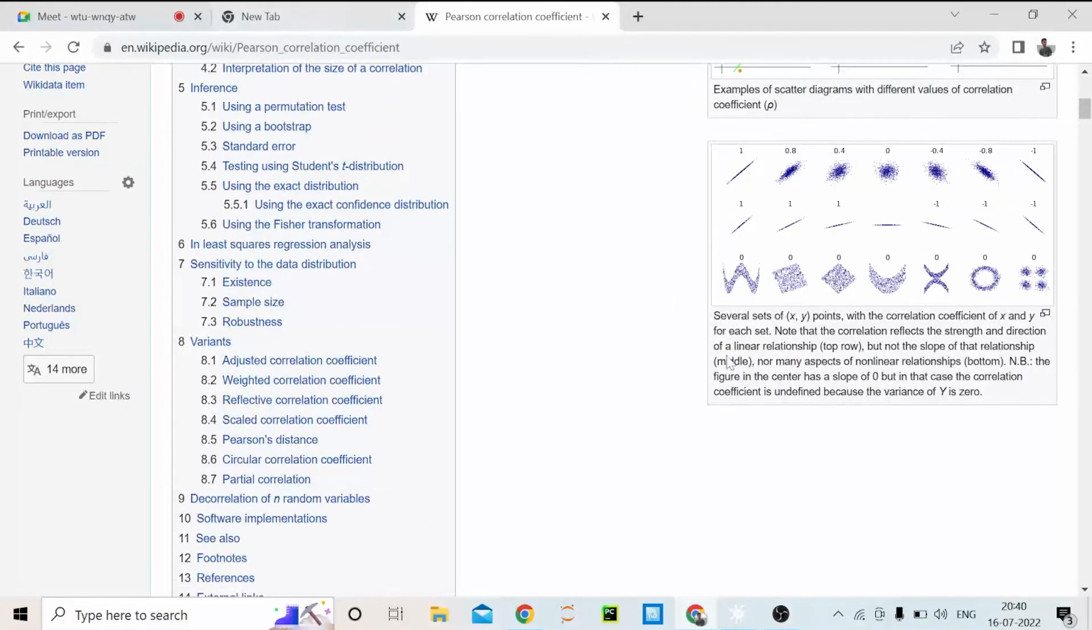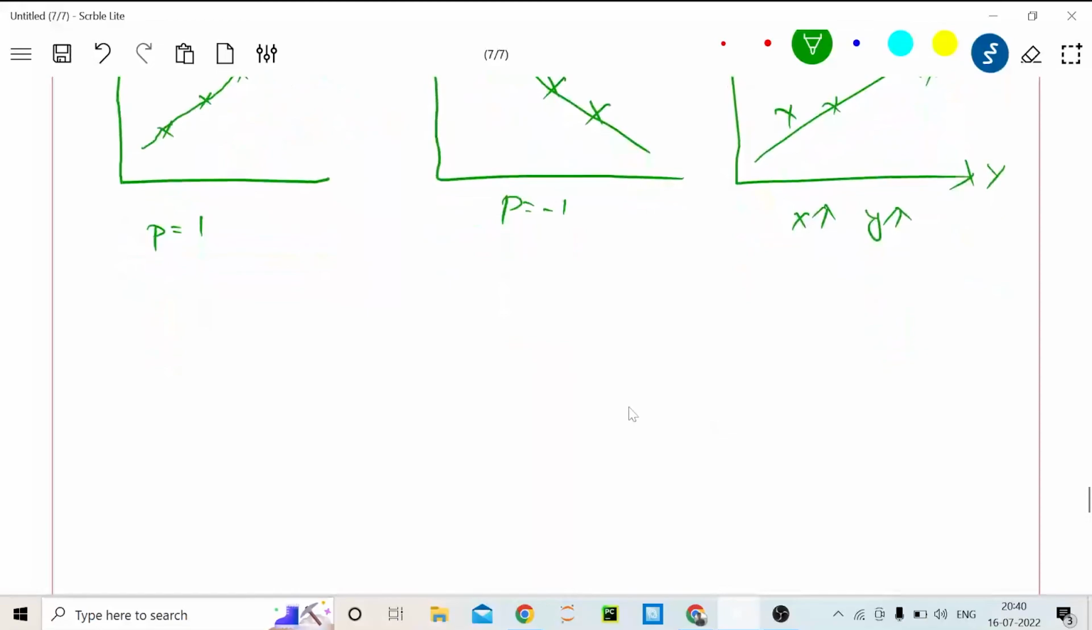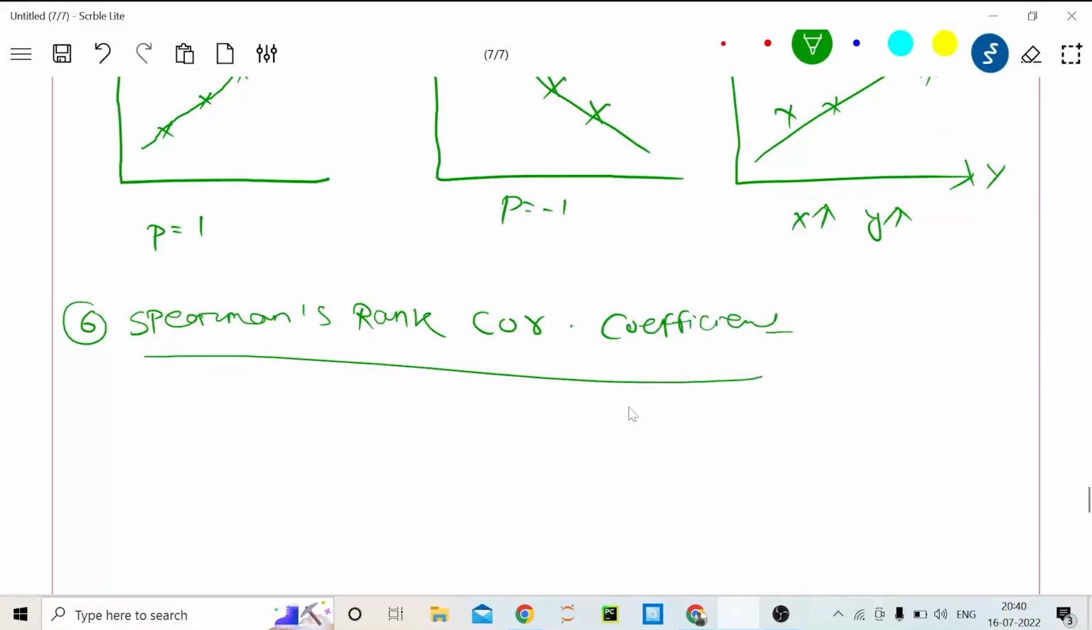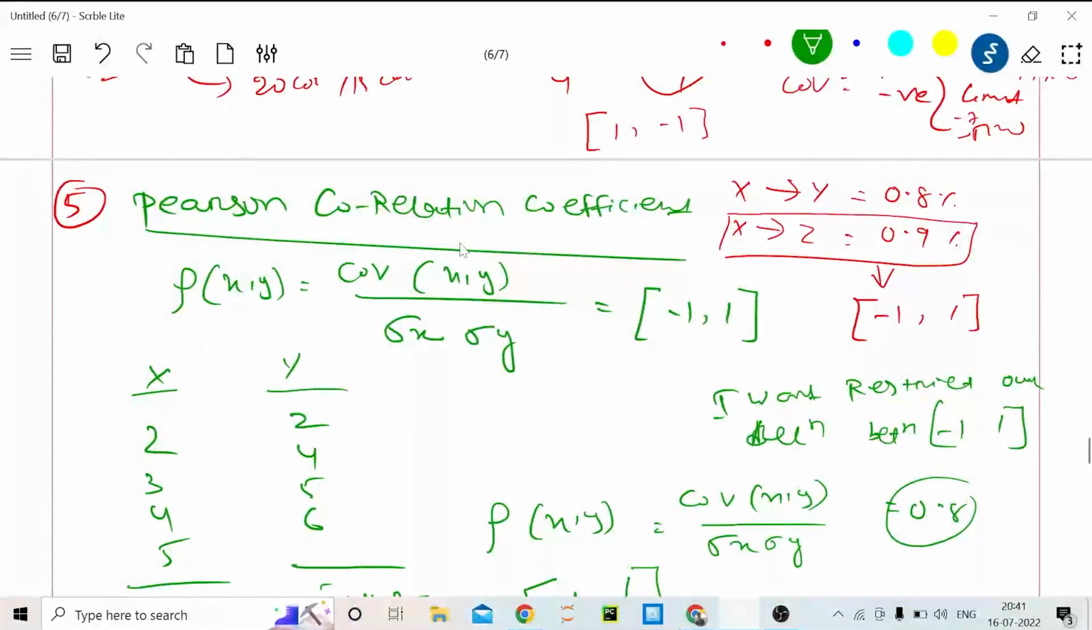The next part is Spearman rank correlation. Till now we have covered Pearson and covariance. If anyone has any doubt, you just ask me, or we will learn Spearman's rank correlation. Correlation coefficient. Anyone has any doubt in Pearson correlation, just ask me.